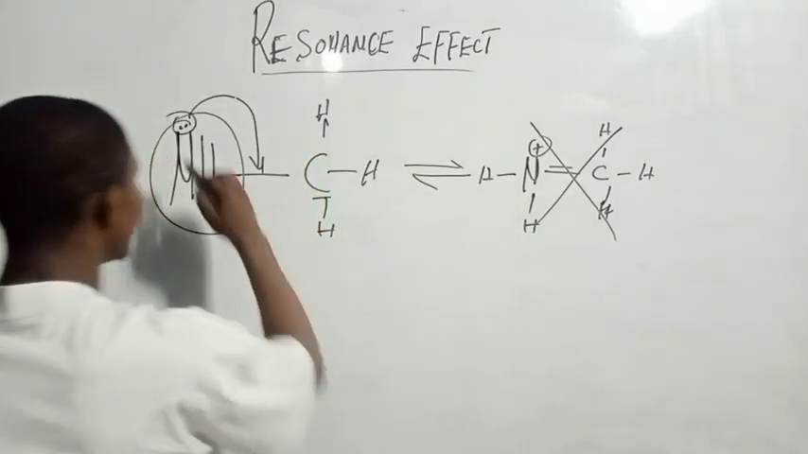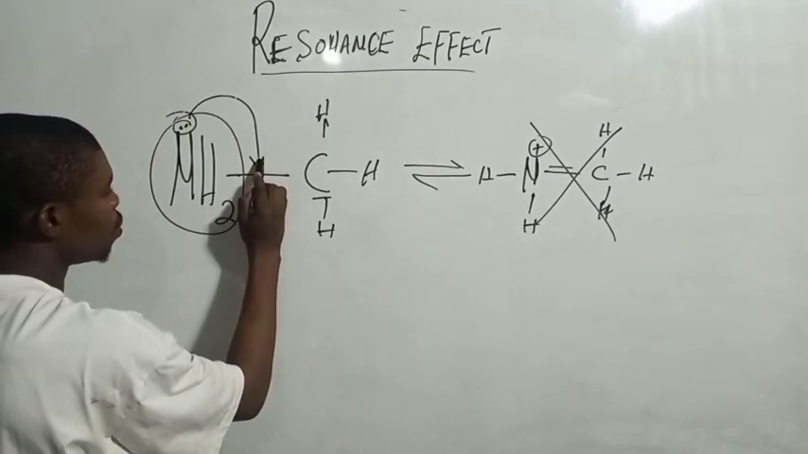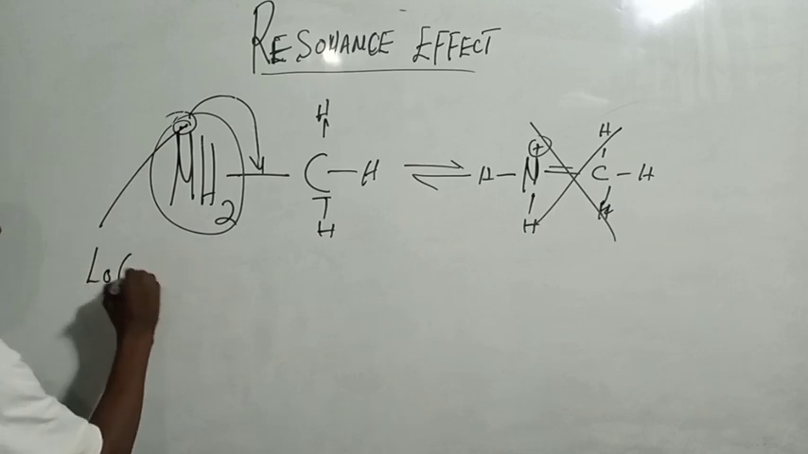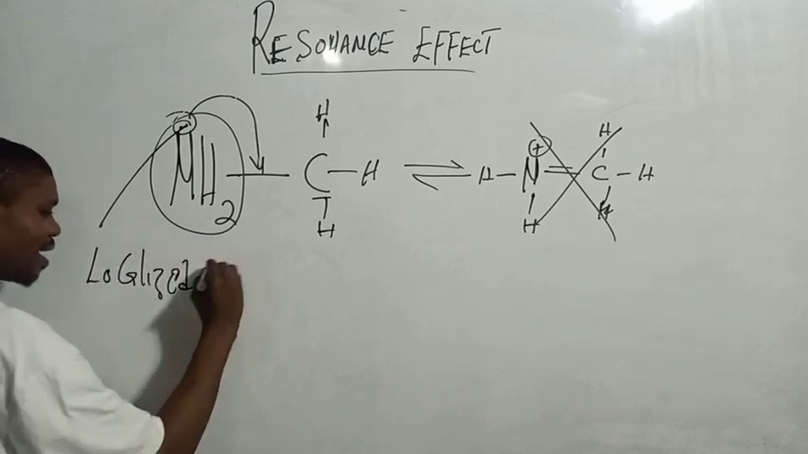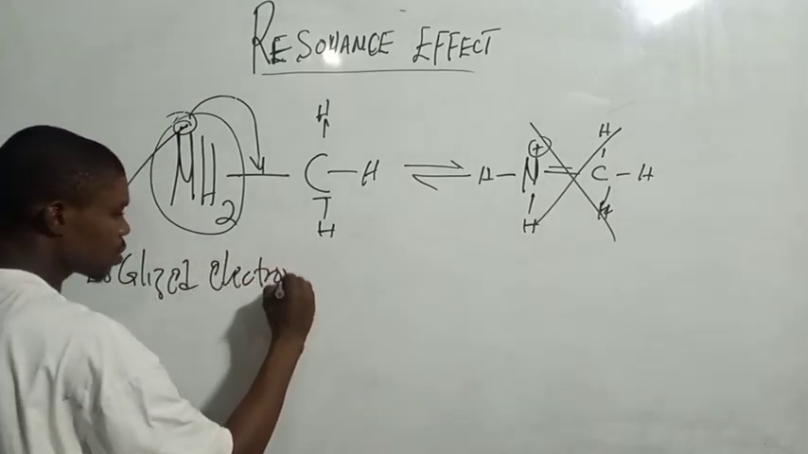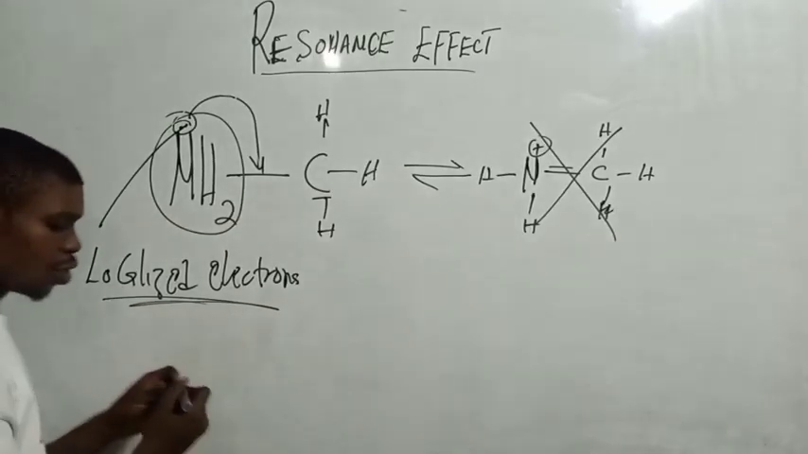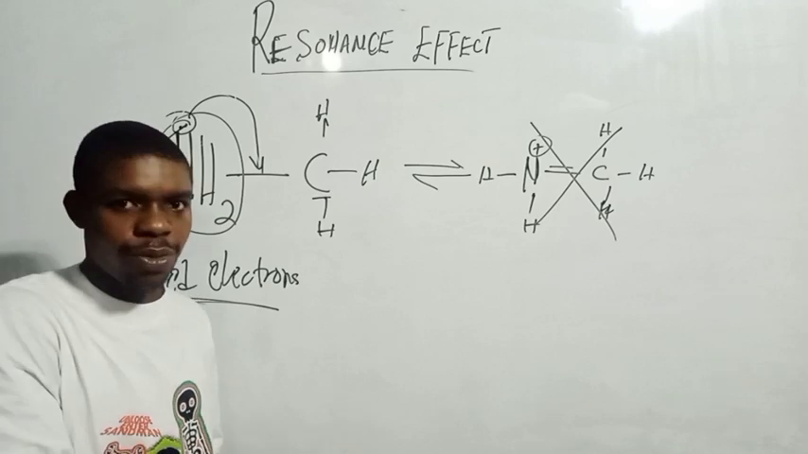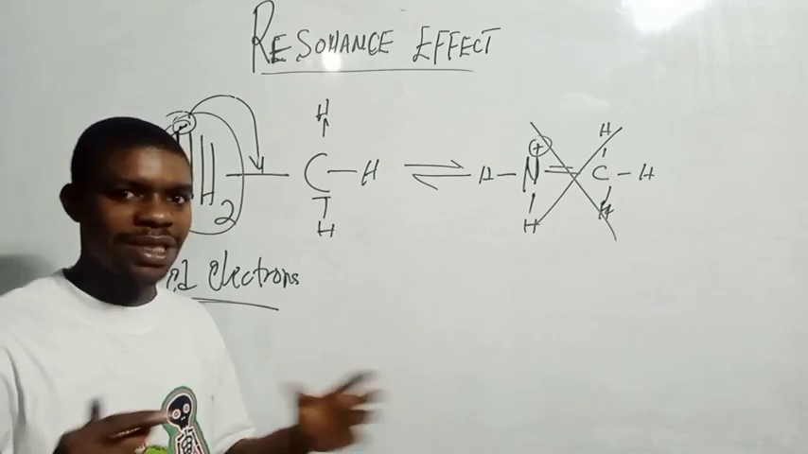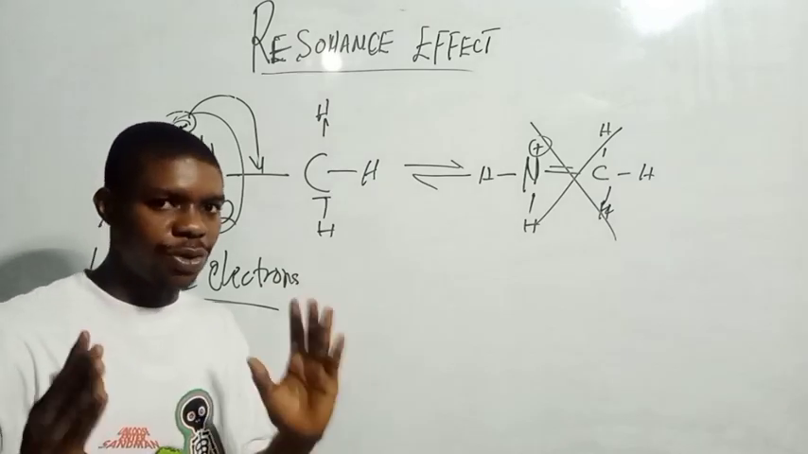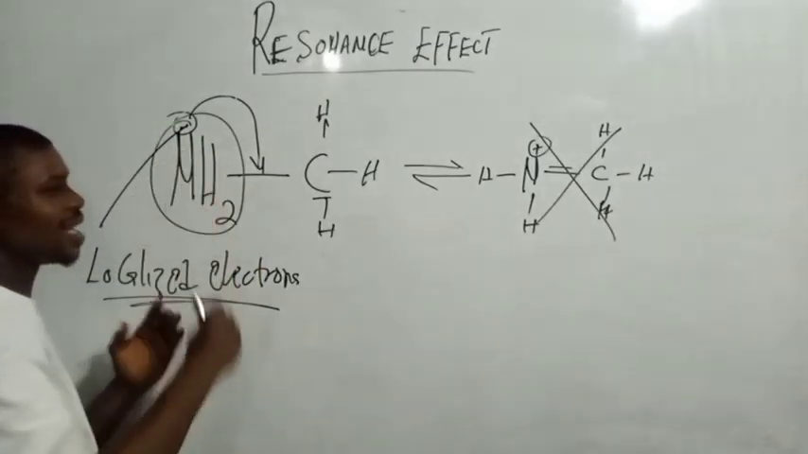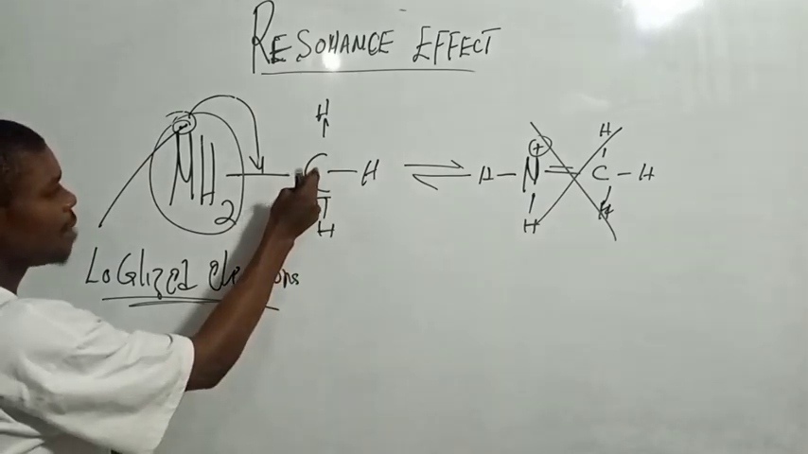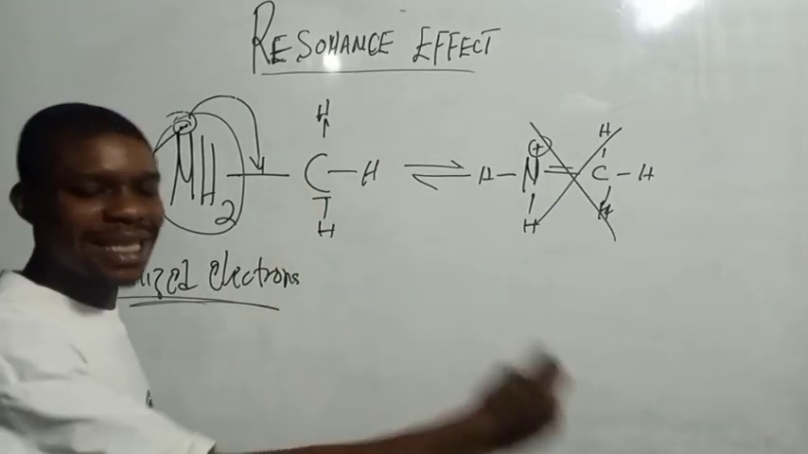Because this one cannot move here to form this other bond, this electron is said to be a localized electron. Localized electrons are electrons that are restricted to a particular atom or two atoms in a bond. Do you get, two atoms in a bond? Now there are electrons that cannot be shared between two or more atoms, due to what? There is no empty p orbital at the adjacent atom.